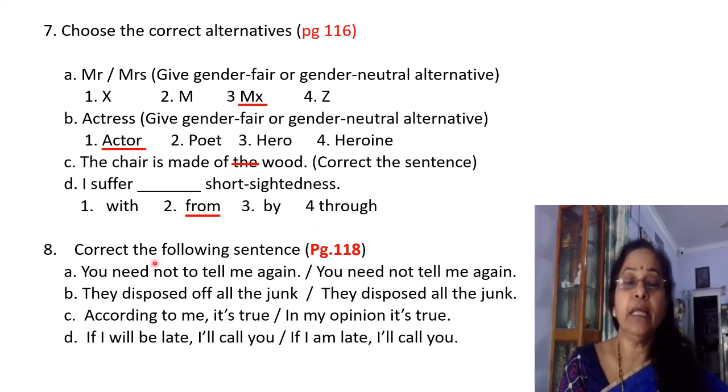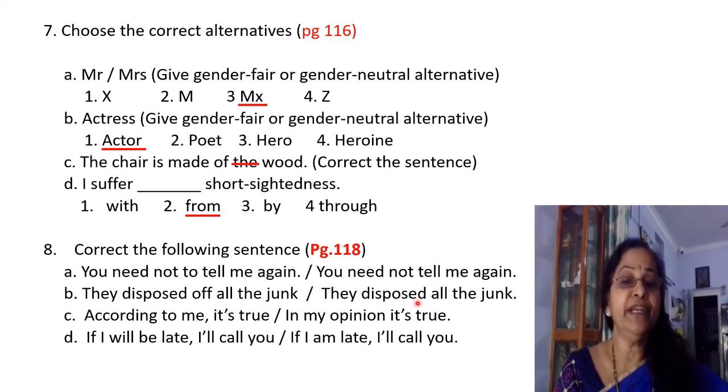Eighth question. Correct the following sentences given on page number 118. You need not to tell me again. The correct answer is you need not tell me again. To is not necessary. They disposed of all the junk. They disposed all the junk. The preposition of is not necessary over there.